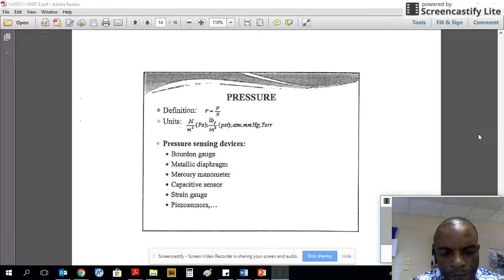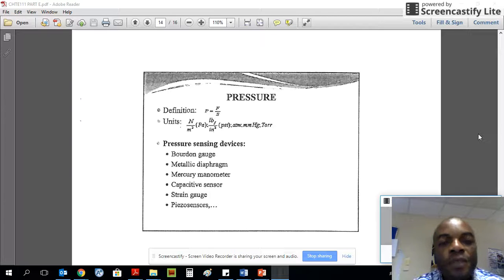Good morning. Pressure is the last process variable that we are going to discuss in Chem Tech 1. By definition, pressure is the ratio of a force to the surface area. It's the amount of force exerted on a surface area.